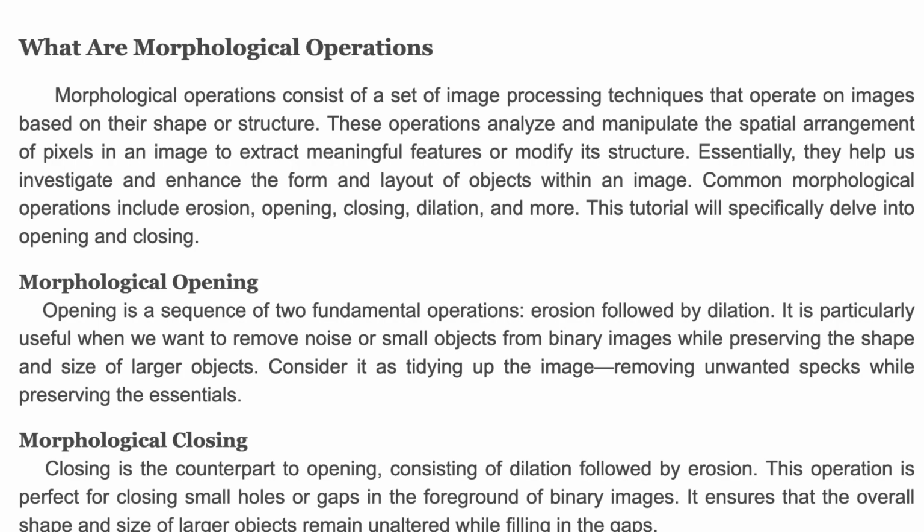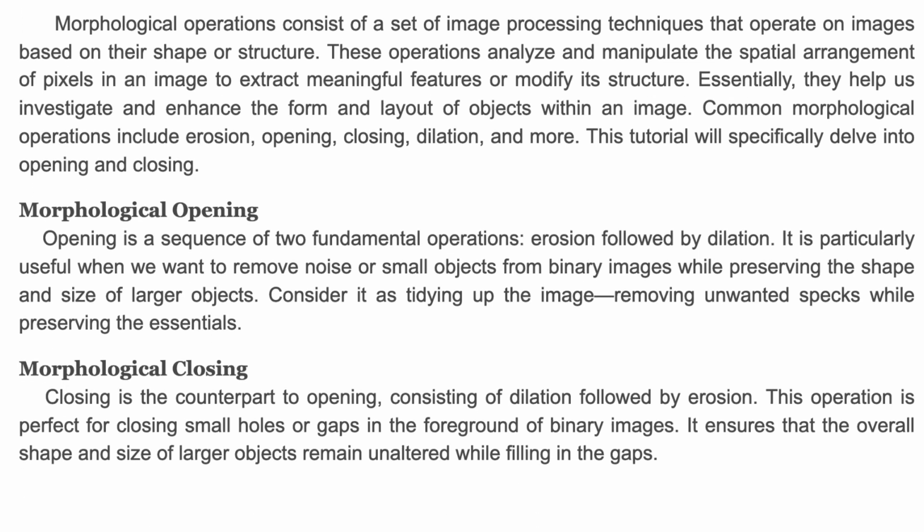Morphological opening is a sequence of two fundamental operations, erosion followed by dilation. It's particularly useful when we want to remove noise or small objects from binary images while preserving the shape and the size of larger objects. Consider it as tidying up the image, removing unwanted specks while preserving the essentials.